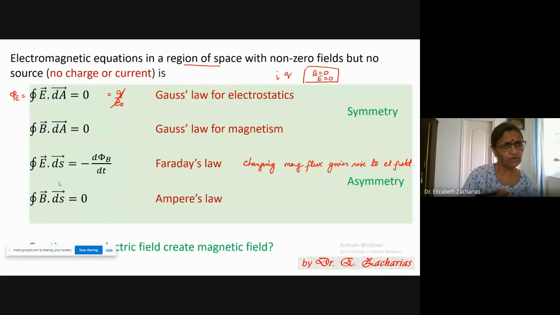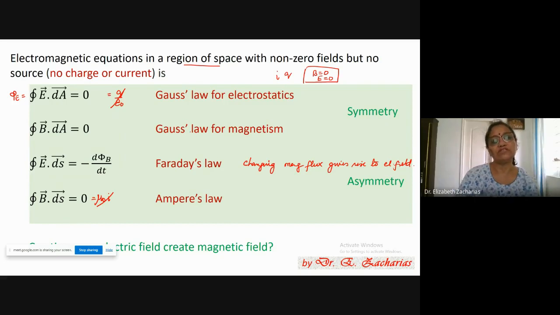Then after that, let us look at a more recent law that you studied, which is Ampere's law. Ampere's law is integral B dot ds over a closed loop. It's not a closed surface, it's a closed loop, and it is equal to mu naught times the current enclosed by the loop. But this part is going to be zero because we said that in our region, there is electric field, there is magnetic field, but no source. Therefore, the current has to be zero. So you write integral B dot ds is zero.